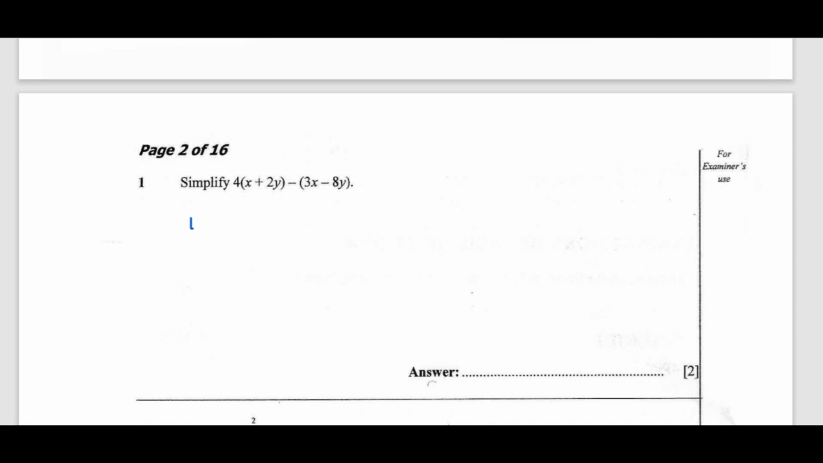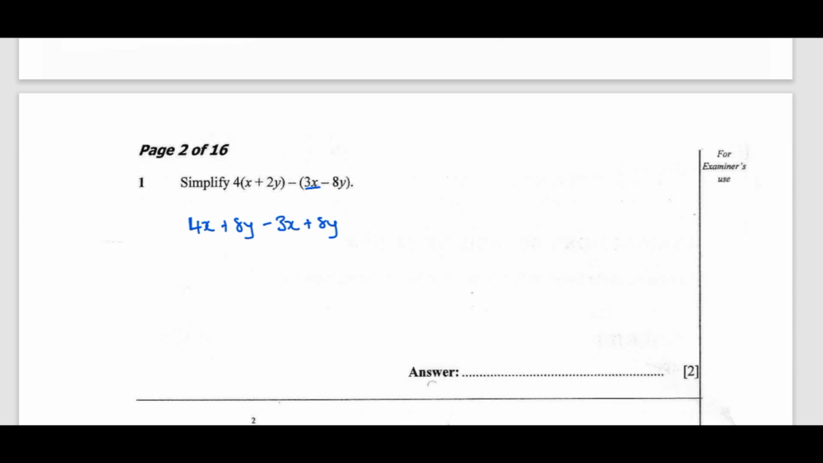Simplify 4(x + 2y) − (3x − 8y). So we're going to use this space to answer the question. They've said simplify. So how do you simplify? You multiply 4 by x, so it will be 4x, and then 4 times 2y, so plus 8y. Then we multiply the negative times 3x, so we have negative 3x. Negative times negative 8y, we're going to have positive 8y.